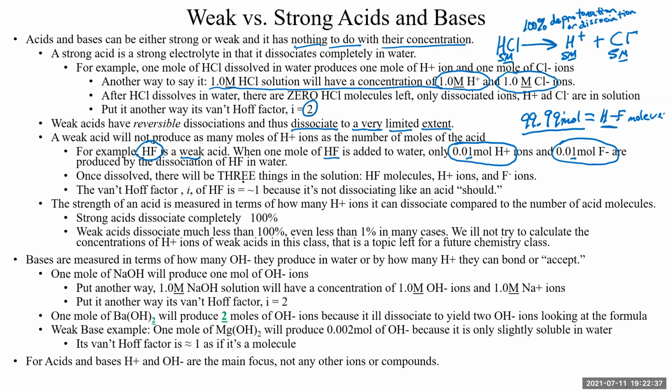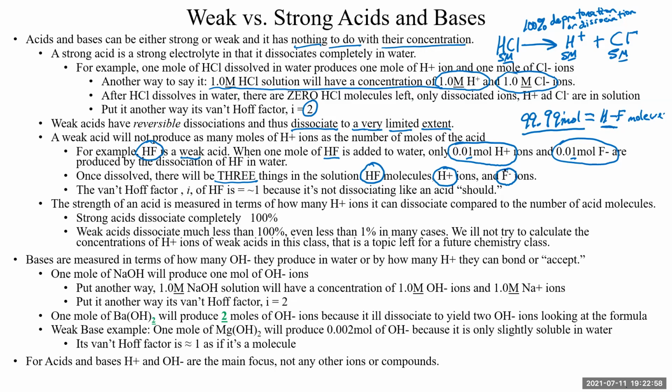So once dissolved, there will be 3 different species of dissolved particles in solution for a weak acid. You'll have the intact molecular acid, in this case, hydrogen fluoride. Then you'll have hydrogen ions, and then you'll have the counter ion, in this case, fluoride ion, or whatever the counter ion is for that acid.